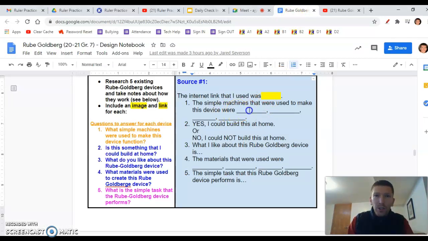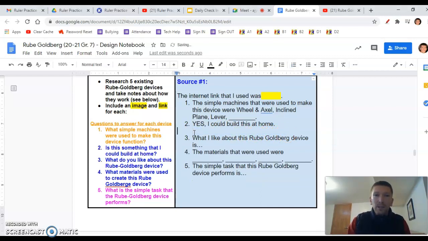The simple machines that were used here were wheel and axle, inclined plane, and a lever. Okay. Could I build this at home? Yes, I could. Those look like materials that I have at home and that I would be able to do. So I'm going to say, yes, I can build this at home. What I liked about the Rube Goldberg device is it included a golf ball.